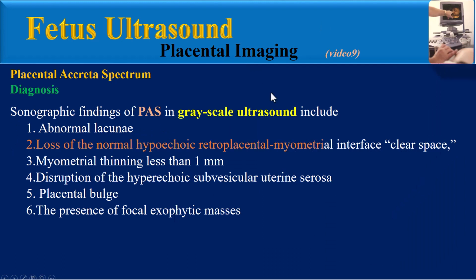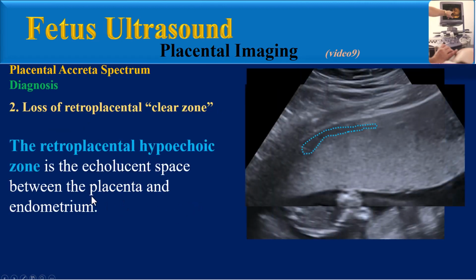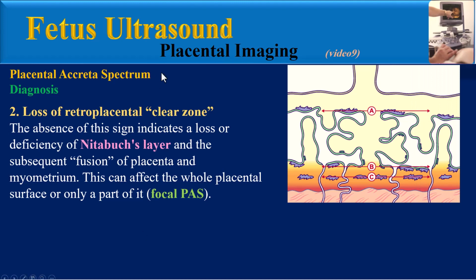Loss of normal hypoechoic retroplacental myometrial interface or clear space. The retroplacental hypoechoic zone is the sonolucent space between the placenta and endometrium. The absence of this sign indicates a loss or deficiency of Nitabuch's layer and the subsequent fusion of the placenta and myometrium. This can affect the whole placental surface or only a part of it, known as focal placenta accreta spectrum.